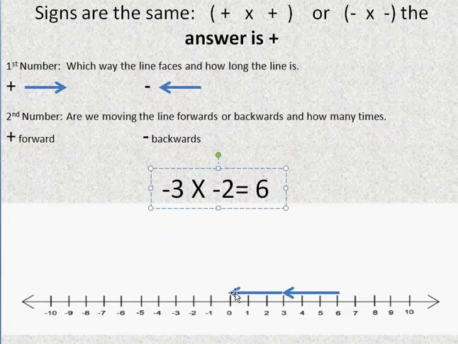The rules for division are exactly the same. When you have two of the same types of numbers, 2 positives or 2 negatives, the answer is going to be positive. If you have a positive and a negative, or a negative and a positive, where the signs are different, the answer is always going to be negative.